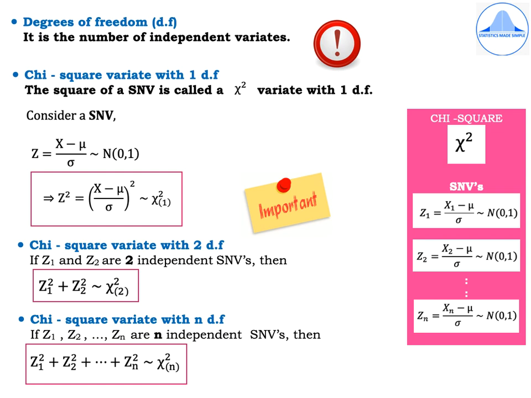In the pink box on the right hand side, I have written the notation for chi-square. Please learn to write the symbol correctly. It shouldn't look like x square. So practice writing the symbol for chi-square. And also at this side, the SNVs Z1, Z2, and so on up to Zn are given for your understanding.